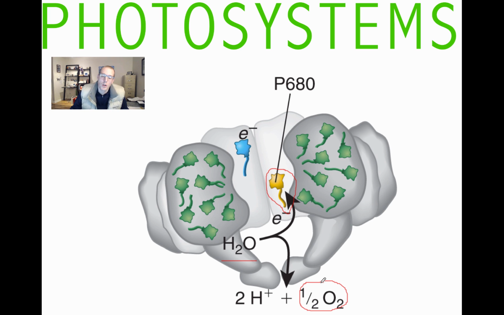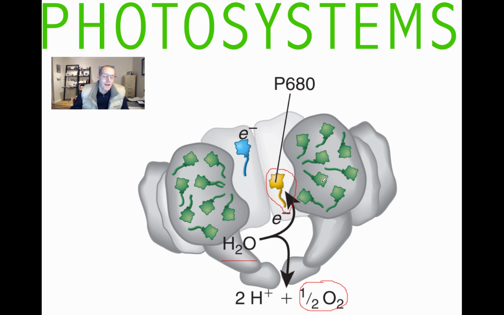So that's where oxygen comes from in the general equation for photosynthesis, which is carbon dioxide plus water gives you glucose or sugars and oxygen. So that's really all we need to worry about to start with.